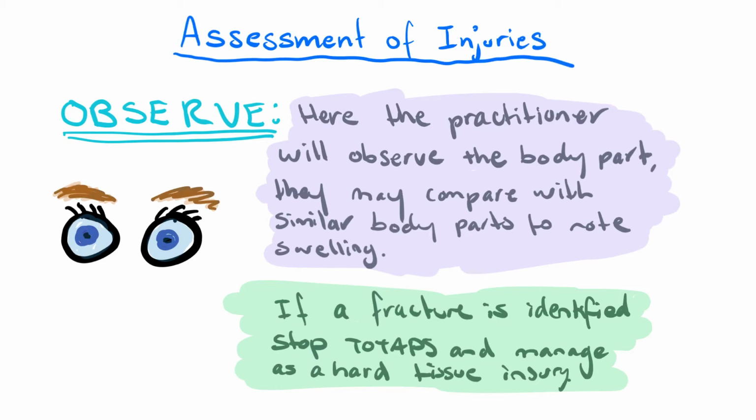Now, if a fracture is identified at this stage, it's really important to stop TOTAPS and manage the fracture as a hard tissue injury. If you continue through the TOTAPS process where a fracture is evident at the observe stage, it will most certainly cause further damage or further injury to the athlete.